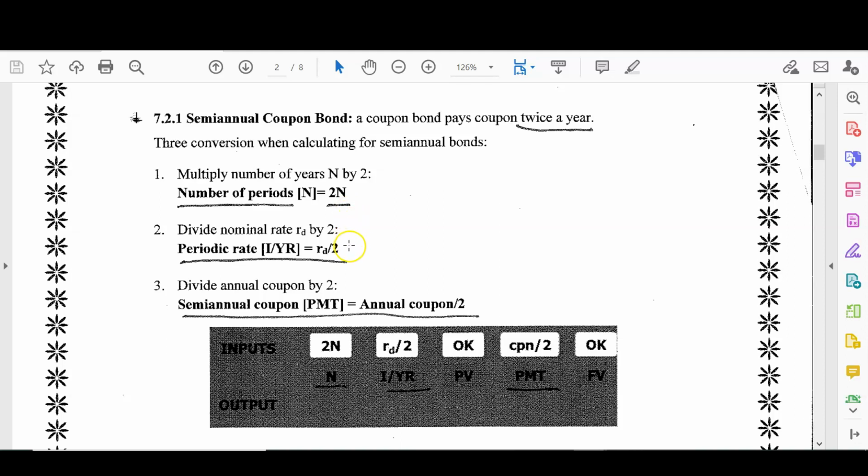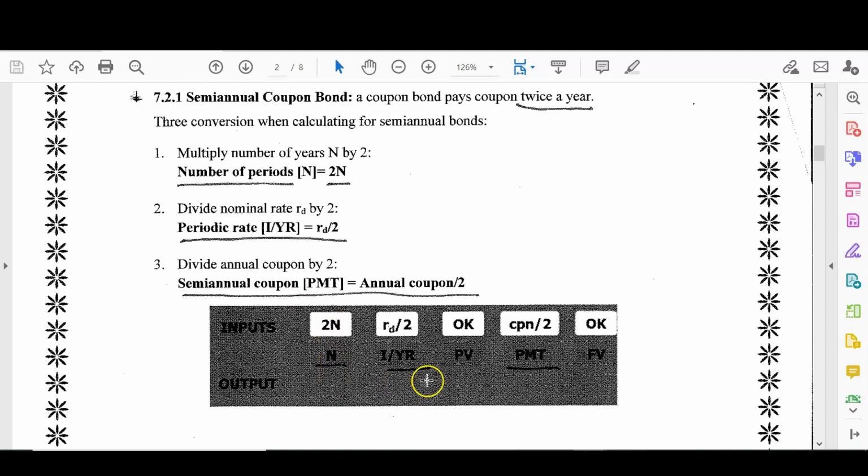The second change we have to make here is to divide our nominal rate, RD, cost of debt, by 2, so we have the periodic rate input as I in the calculator. We use the nominal annual rate, RD, divide by 2, so we have the semi-annual rate, or periodic rate. The third change is to divide annual coupon payments by 2, so we have the semi-annual coupon payment input as payment.